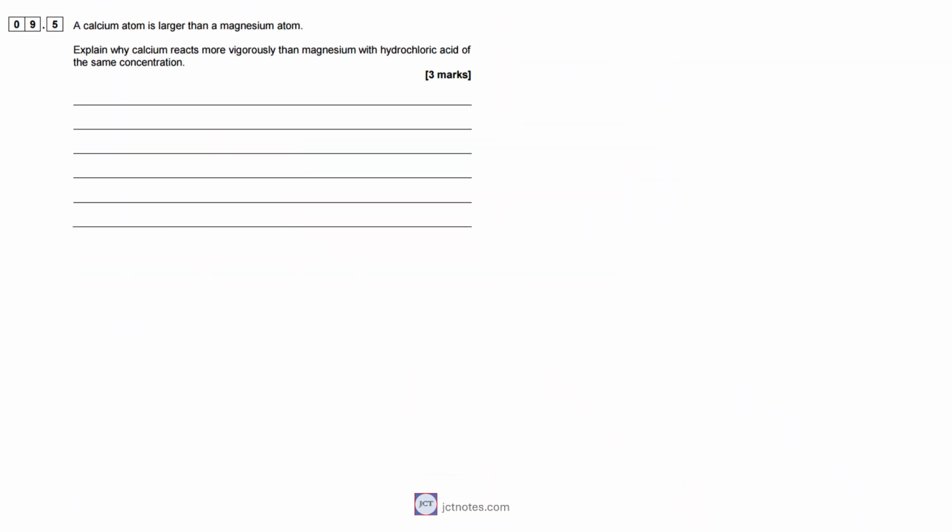Let's look at the absolute final question on the paper, question 9.5. The prompt gives us a key piece of information: a calcium atom is larger than a magnesium atom. The question asks us to explain why calcium reacts more vigorously than magnesium with hydrochloric acid of the same concentration. This is a high-demand, 3-mark question testing periodic trends. The examiners noted it discriminated very well, with fewer than a third of students scoring all 3 marks. Let's break down how to craft a chemically precise, top-tier answer.